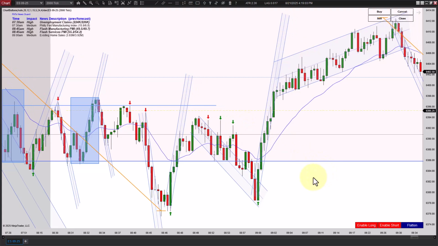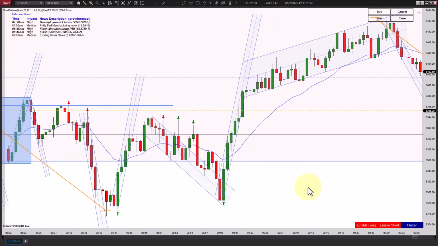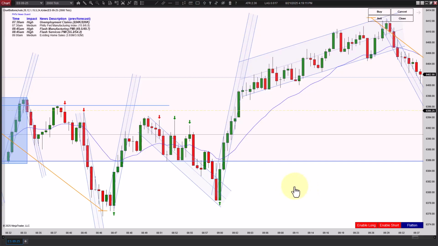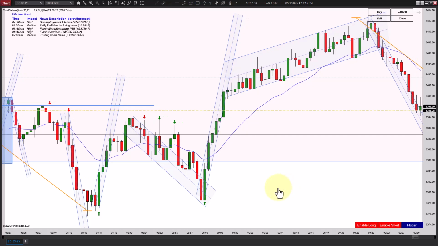I didn't like it in real time. After the fact, it looks great, but in real time, it did not look so good. So I didn't mark it originally. But it does look like a triple test too. So maybe I should have paid more attention to it in real time, but I still just don't think I would have taken it because of that signal bar.